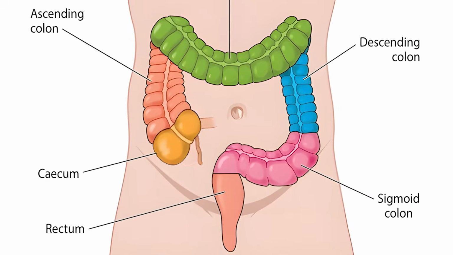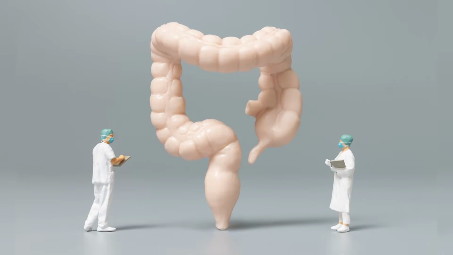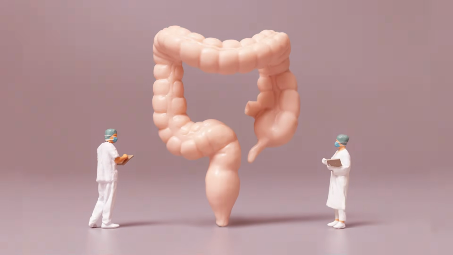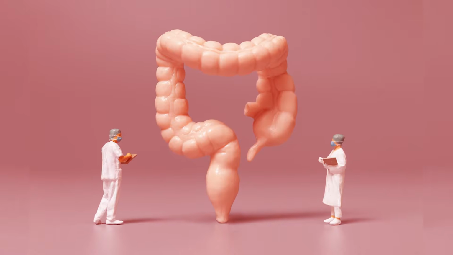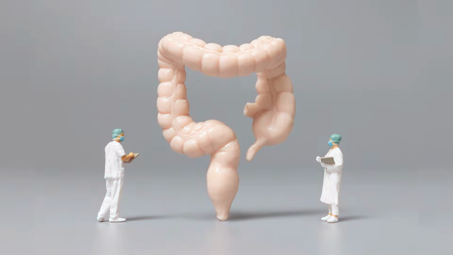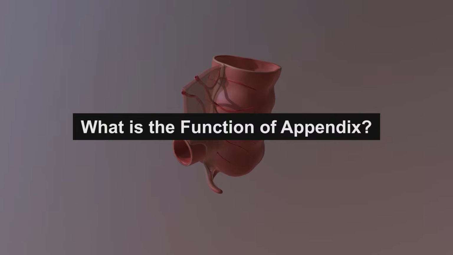Because it became so small and seemed to serve no purpose, scientists thought the appendix was a vestigial organ, a leftover from evolution that no longer had a function. But now we know that's not entirely true. What does the appendix actually do?